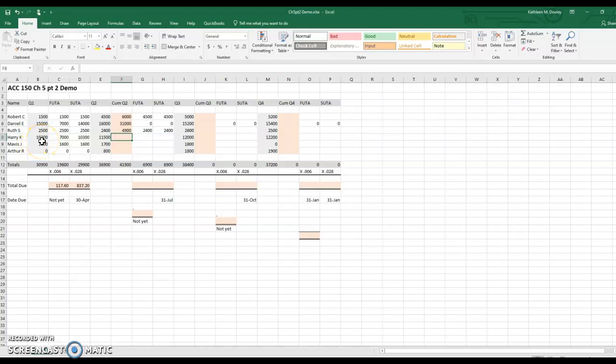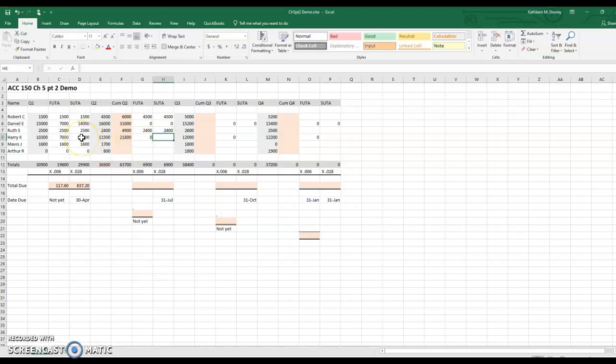For Harry, he had 10,300 and 11,500 from this quarter. That's 21,800. Now that's above the maximum. So we go back and see what quarter 1, we hit the maximum on FUTA. Okay, so we already hit the maximum. We can go all the way across and put zeros in for FUTA.